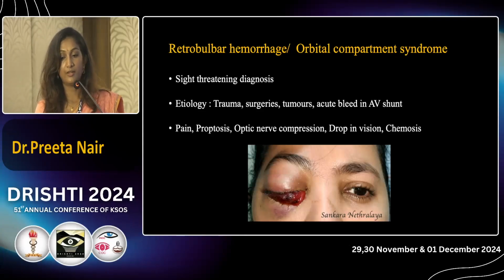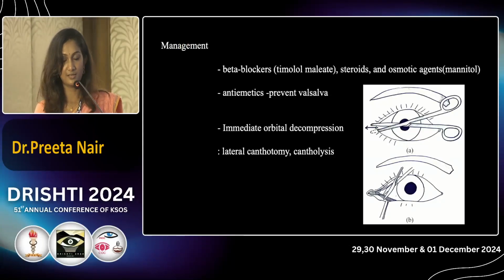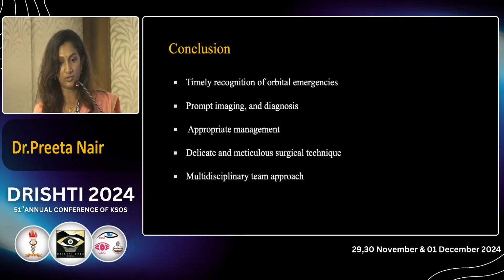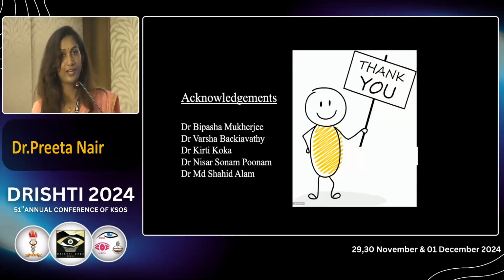Another important condition is orbital compartment syndrome, retrobulbar hemorrhage, where the acute bleed can cause compression of the optic nerve, and which is sight threatening. So an immediate orbital decompression, lateral canthotomy and cantholysis can be done in these cases, and the patient can be started on steroids and anti-glaucoma medications. So, timely recognition of orbital emergencies, prompt imaging and diagnosis, appropriate management, and delicate and meticulous surgical technique are important, along with a multidisciplinary team approach. Thank you.